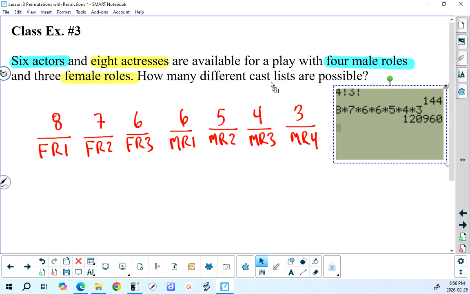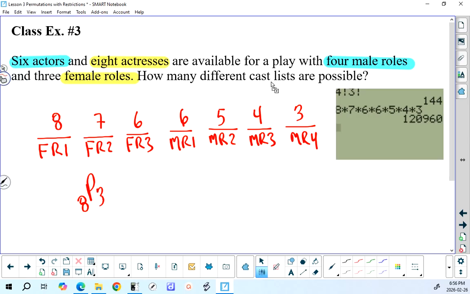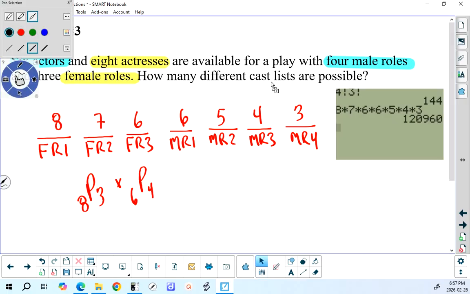There's a different approach, though. You could say, of the 8 actresses, I need to arrange 3 of them in those positions, in those roles. And of the 6 actors, I need to arrange 4 of them in those positions. So this is the answer to the question.